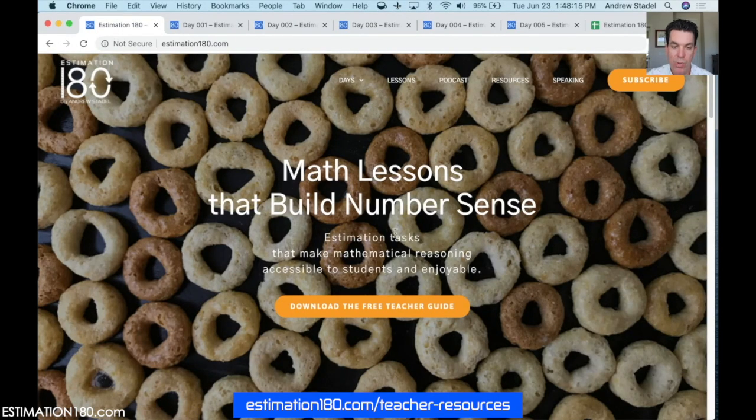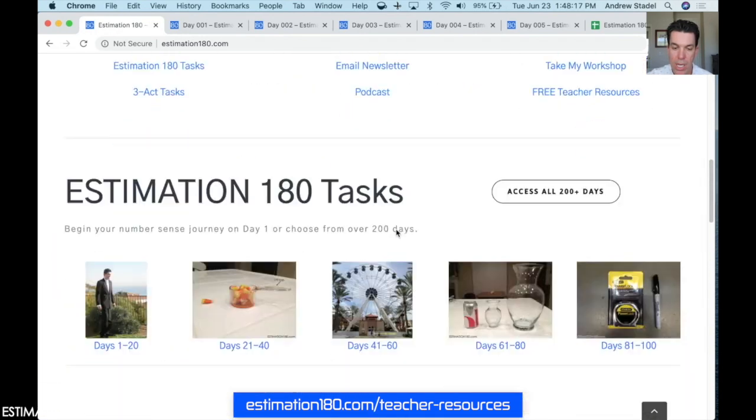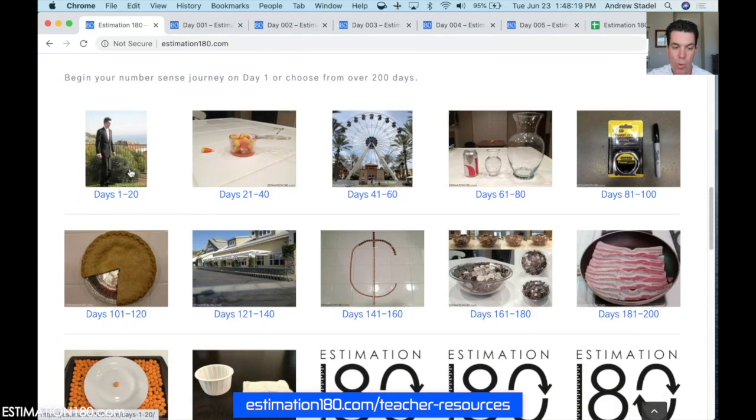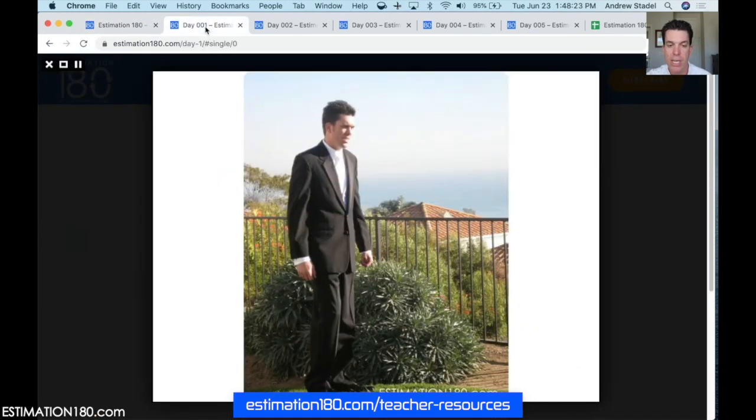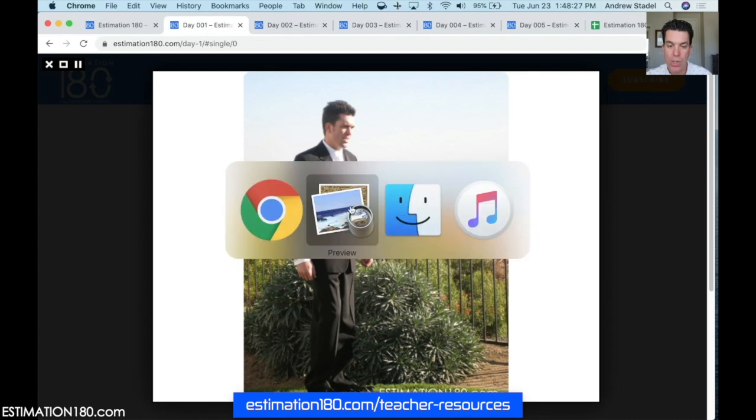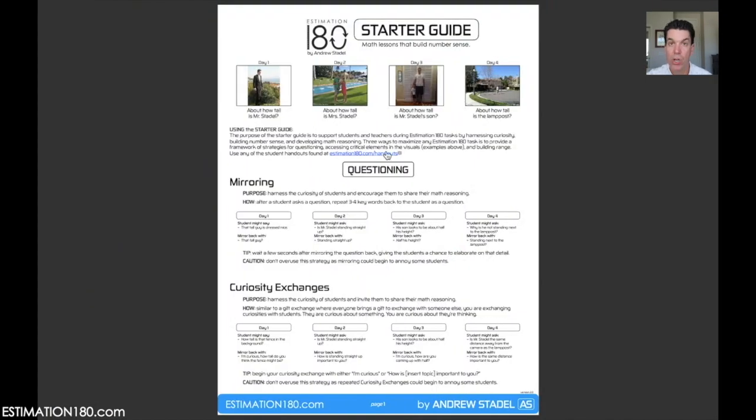So here at Estimation 180, where we're building number sense, I'm going to use days 1 through 5 to help drive the conversation here. And let's say I'm on day 1 and I put up this image right here. So when we go to the Estimation 180 Starter Guide, the Teacher Guide here, I'm giving you a lot of tips on questioning strategies, on how to pose questions back to students to get them thinking.